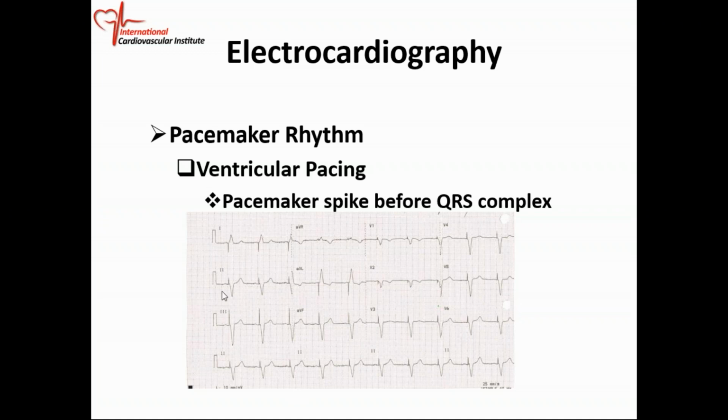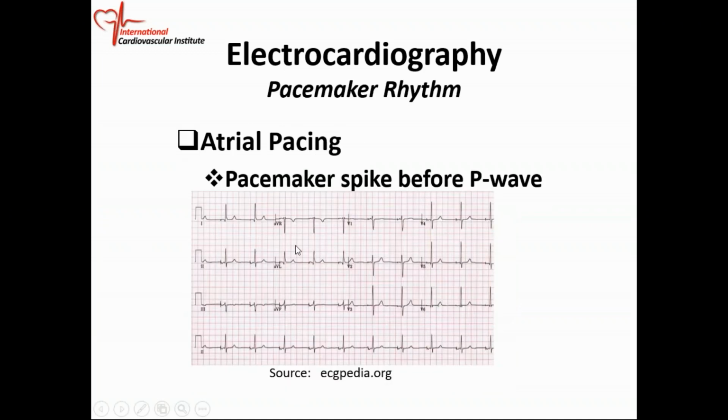All right. So you can also have an atrial pacemaker. If you look at the rhythm strip, before each P wave there's a little spike. Before each P wave, there's a little tiny spike, little tiny spike, little tiny spike.